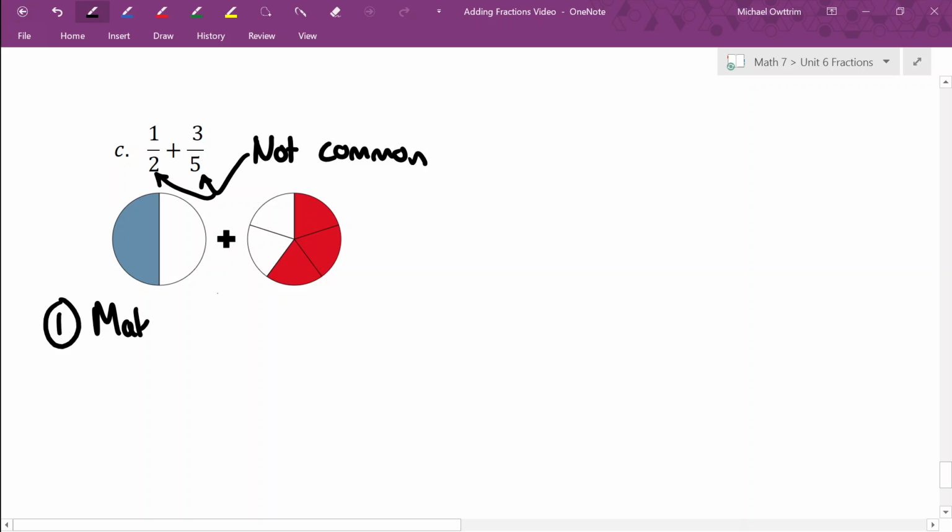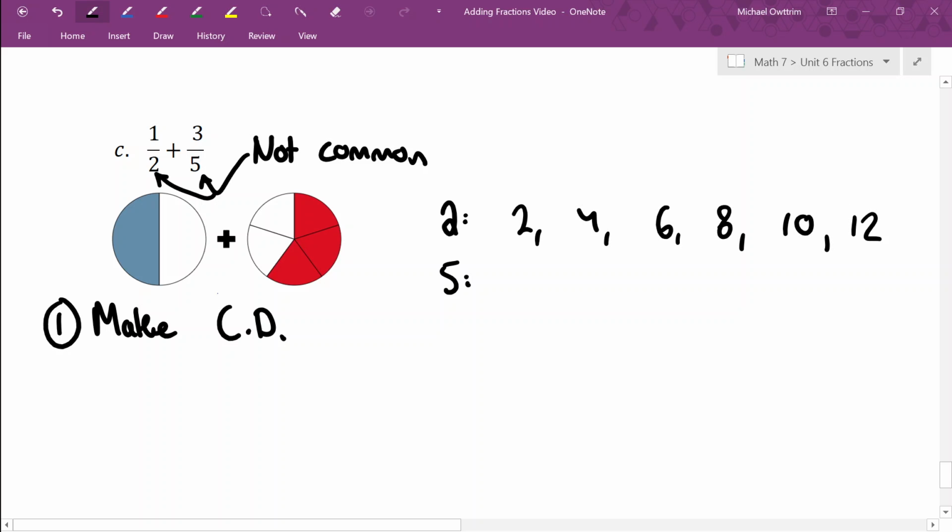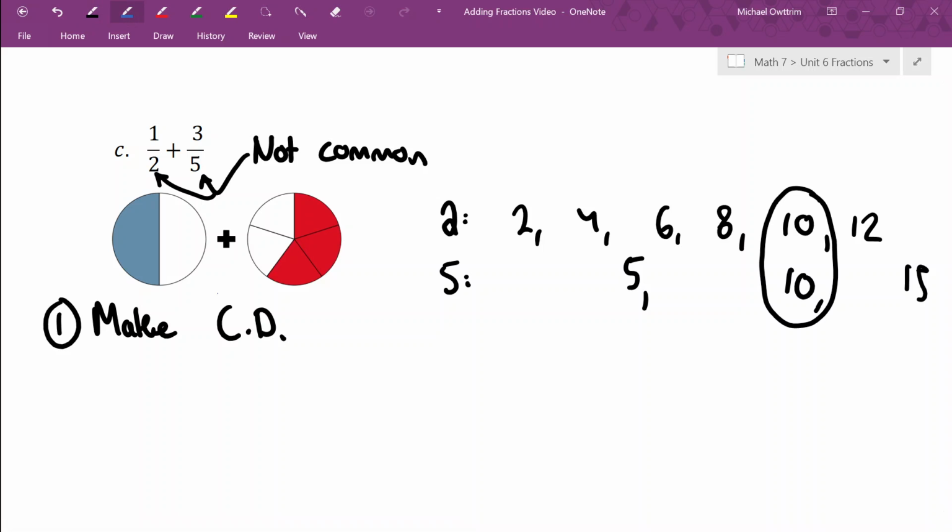I need to do step 1, which is to make a common denominator. So let's think about multiples of 2 and multiples of 5 to find our lowest common denominator. Multiples of 2 are 2, 4, 6, 8, 10, 12, so on and so forth. Multiples of 5 are 5, 10, 15, and our lowest number that is in both lists is 10. So what do I do to 2 to make it into 10? I'm going to multiply it by 5. What I do to the bottom, I also have to do the top. What do I do to 5 to make it into 10? I need to multiply it by 2. And what I do at the bottom of that fraction, I have to do the top.